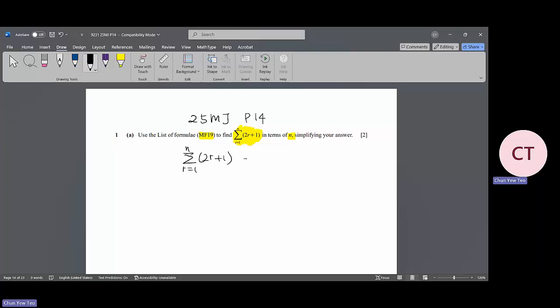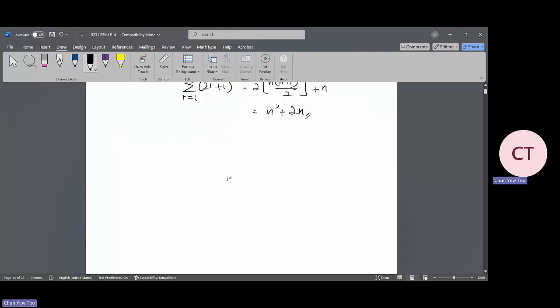We can directly apply it. You will get n plus 1 over 2 plus n. Then simplify it, and you will get n squared plus 2n. Done. This is the answer for question 1A. Moving on, we have part B.